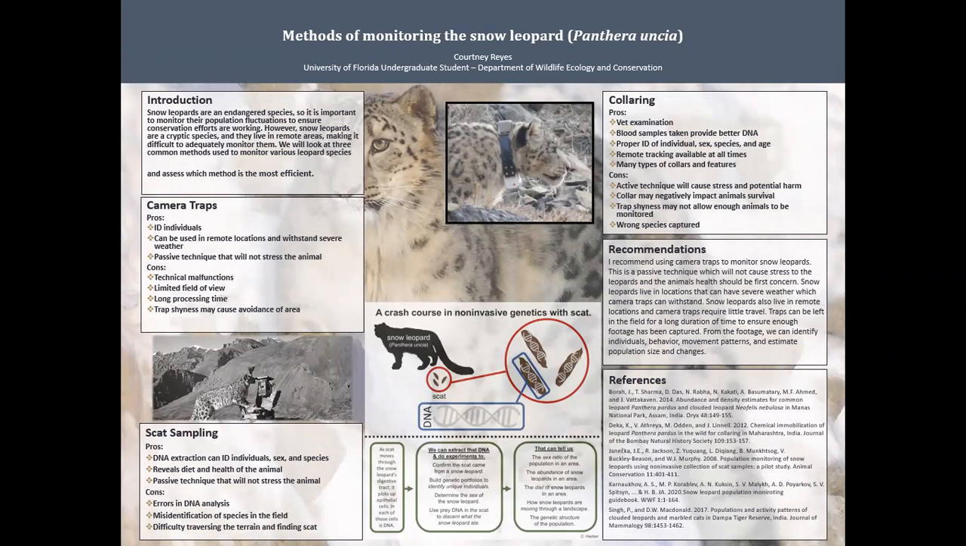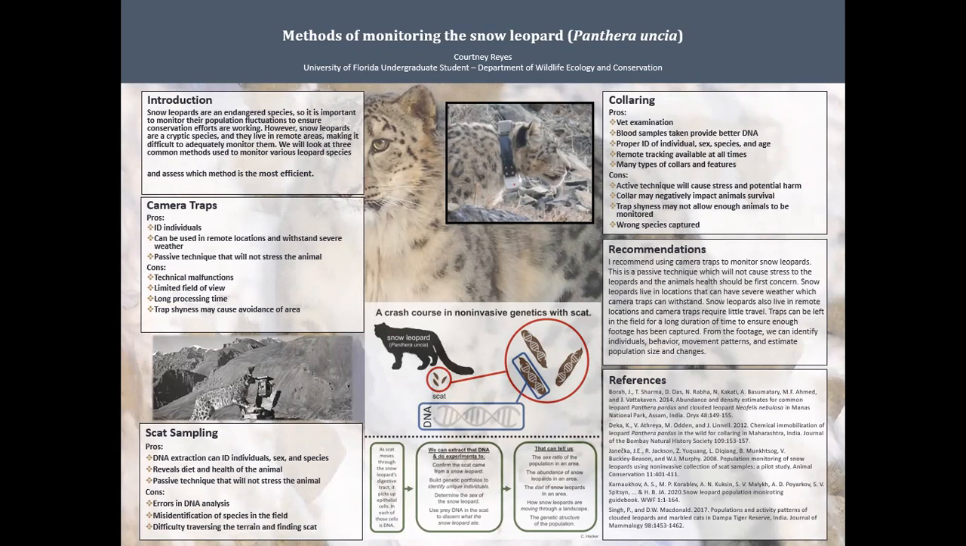Some cons to this method are that there can be technical malfunctions such as SD card fails. There's a limited field of view, so you need to make sure you have your camera angled correctly and in the right location, so nothing is obstructing the view before you set it out and leave it. There's a long processing time for the footage that you'll be going through, and trap shyness may cause avoidance of the area.